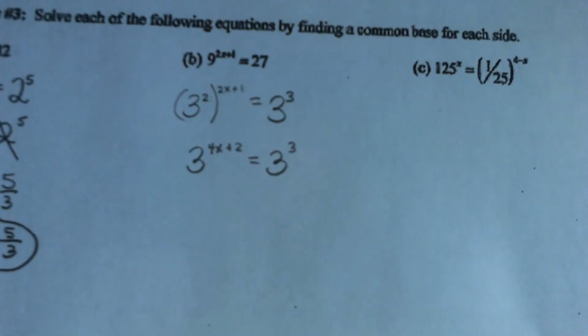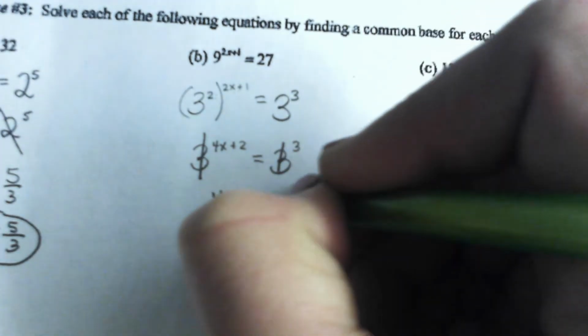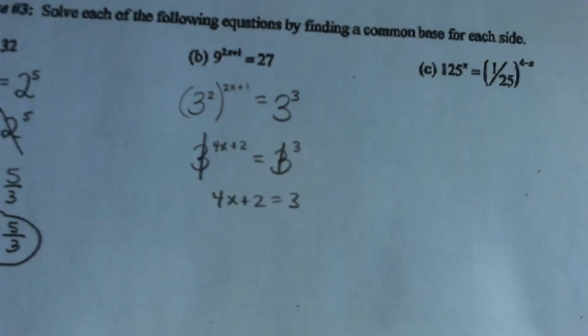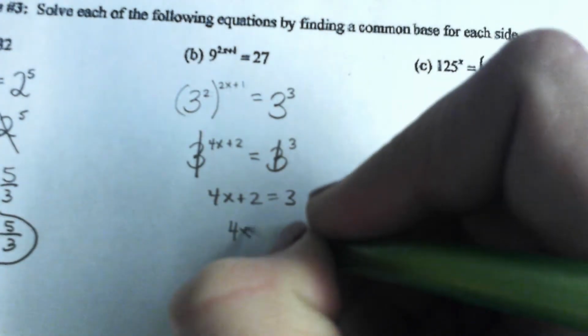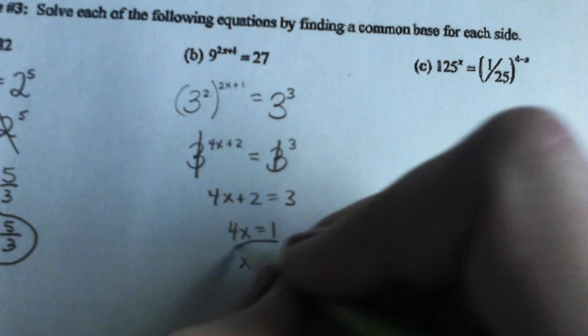And now we have 3 to a power equals 3 to a power, so we can drop, and all we're solving is 4x plus 2 equals 3. Subtract 2 from both sides, 4x equals 1. Divide by 4, x equals 1/4.